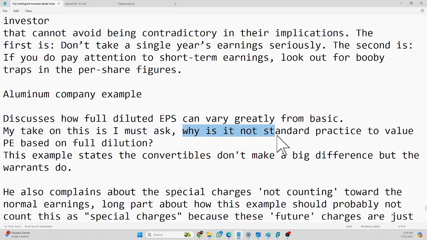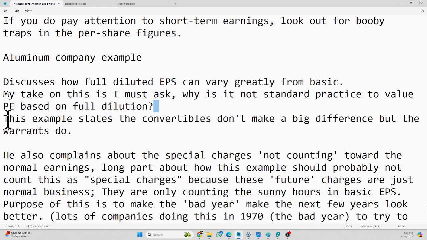My take on this is, why is it not standard practice to value PE on full dilution? I don't know. I think the main thing is that usually dilution is not a major issue, but that's not even the biggest issue with the aluminum company. And so he states that convertibles don't make a difference, but the warrants make a bigger difference anyway.